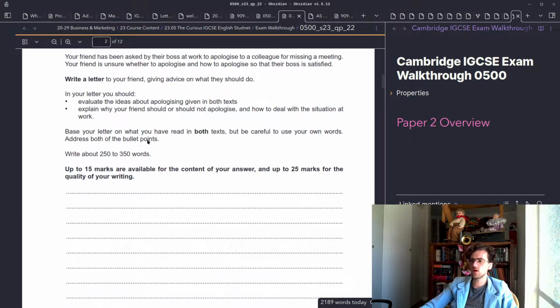So you need to write 250 to 350 words, and you have to make sure that you're using both texts. Have you guys heard me? I have said many times now, both texts. Don't just use one text. So 15 marks is for your content and what you put in it, and 25 marks is for how well you write it. So it's not just about what you say, it's about how you say it. How you say it is actually more what it's about.